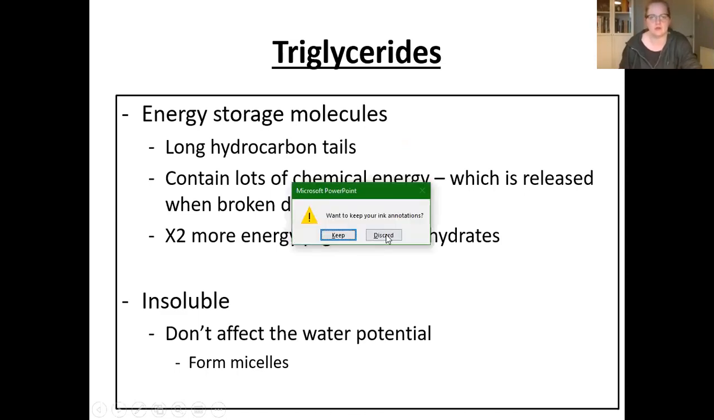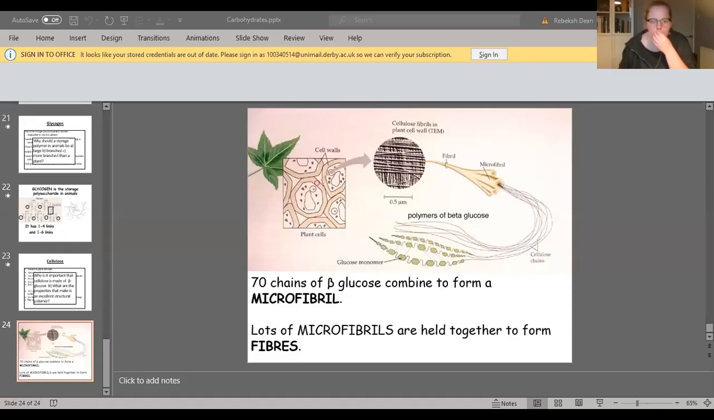Do you want to keep in annotations? What's that? Let me get an image of a micelle really quickly. Sorry. So let me get a micelle.